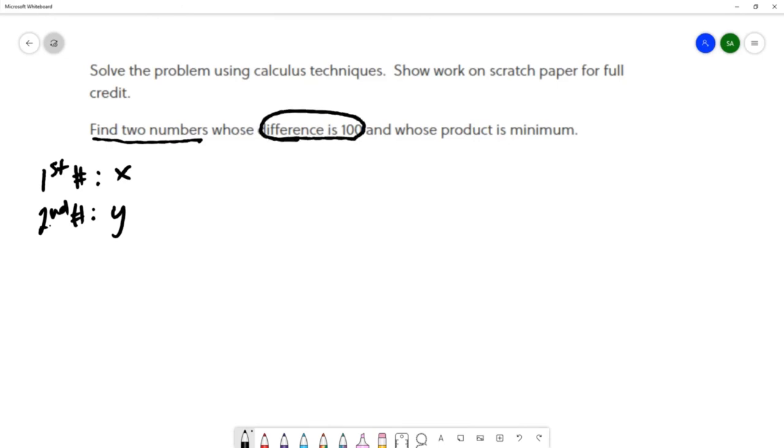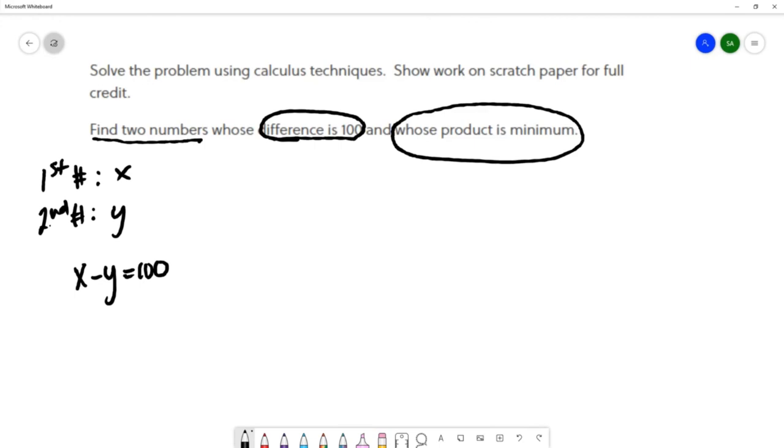We want to find two numbers whose difference is 100. That gives us one equation. If their difference is 100, I can write x minus y equals 100. And we want to find these two numbers whose product is minimum. So their product, x times y, is minimum. And the fact that we are trying to find the minimum value means that this is an optimization problem. And we've already created an equation that represents the product that we're trying to minimize. So we have the equation here, x times y.